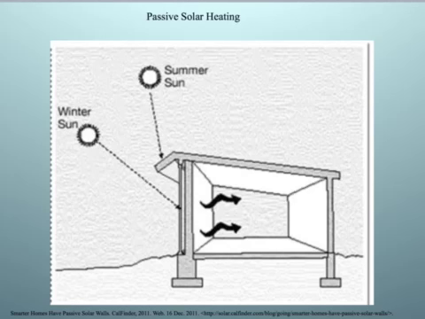Here's an example of passive solar heating. The sun in the summertime gets higher in the sky than the sun in the wintertime. So in the wintertime, the sunlight can come through the glass and heat up the house. In the summertime, the sunlight gets blocked by this eave, and this provides shade for the house. Therefore, the sunlight cannot enter and heat up the house nearly as much as the wintertime sun.